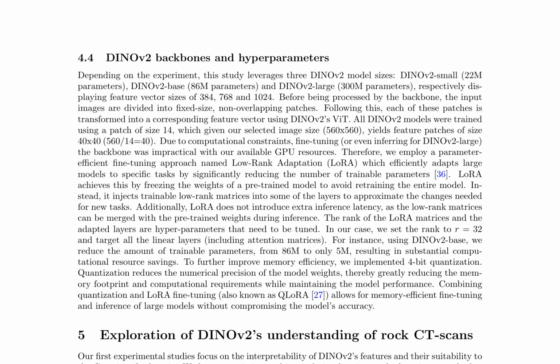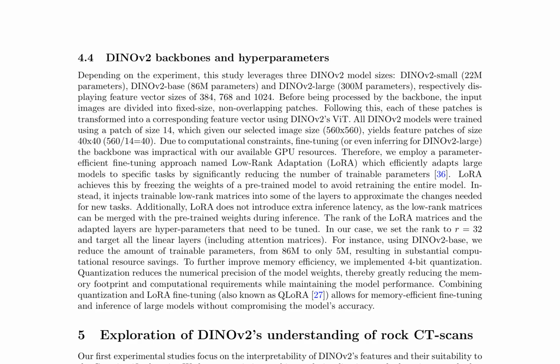The study employs 3 DINOv2 model sizes: small, base, and large, with 22M, 86M, and 300M parameters, respectively, and feature vector sizes of 384, 768, and 1024. Input images are divided into fixed-size, non-overlapping patches, transformed into feature vectors using DINOv2's vision transformer, and then processed by the backbone. To adapt large models to specific tasks efficiently, the study utilizes low-rank adaptation, LoRA, which freezes pre-trained model weights and injects trainable low-rank matrices into some layers, reducing the number of trainable parameters.